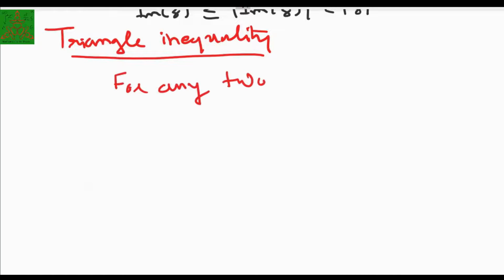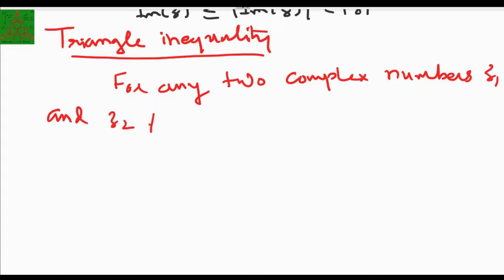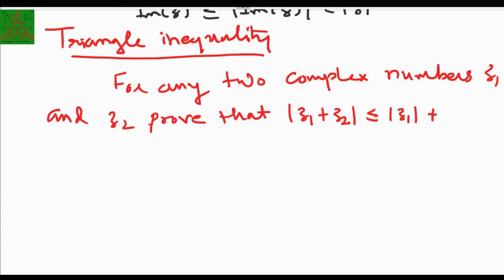For any two complex numbers z1 and z2, the mod of z1 plus z2 is less than or equal to mod z1 plus mod z2. We'll prove this result in two ways. One proof I am giving you now; for the other proof you have to wait for my next video.